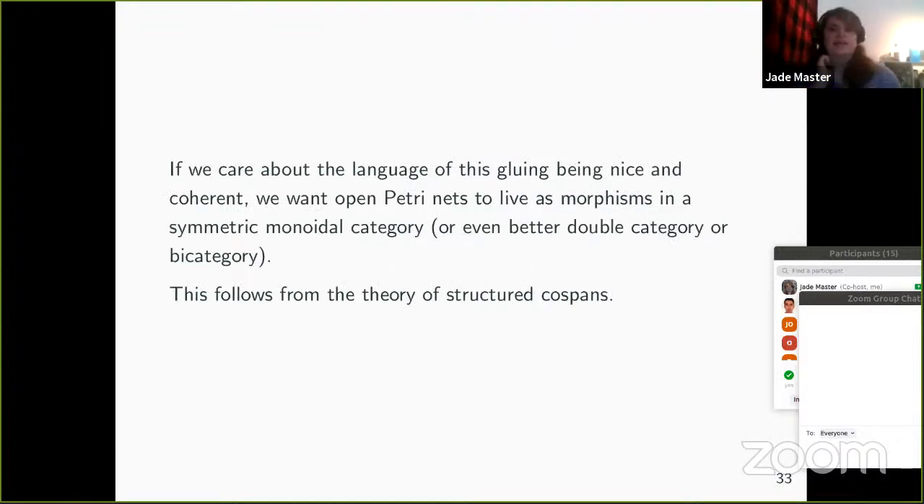And if you care about the language of this gluing being nice and coherent, and you want open Petri nets to live in a symmetric monoidal category, and actually even better, they live in a symmetric monoidal double category or a bicategory. I prefer double categories.